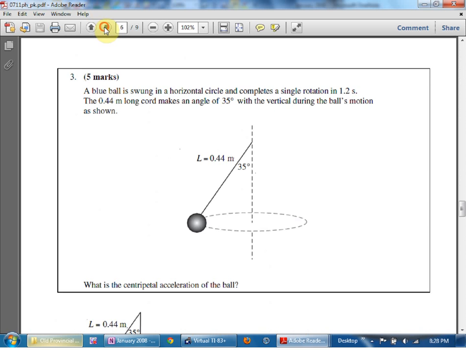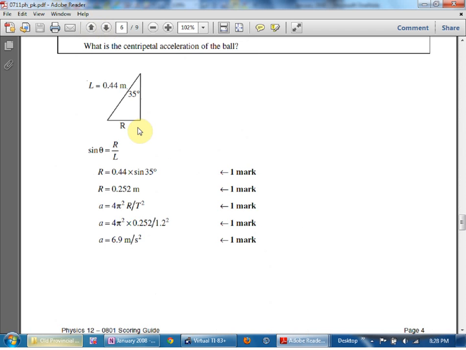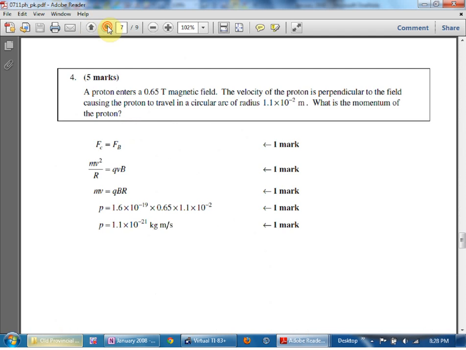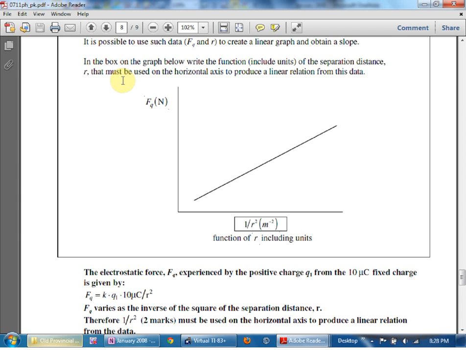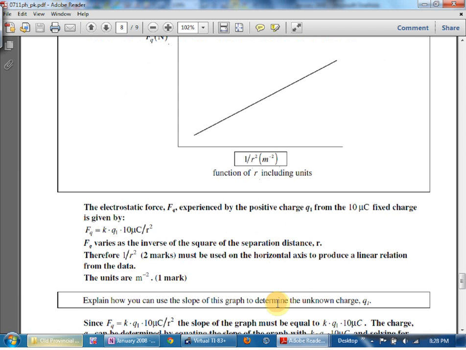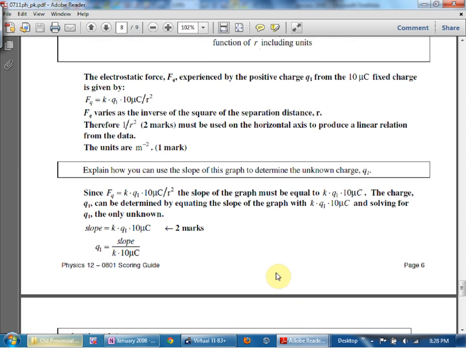Yeah, 1 over R squared. Pretty simple. Okay. Explain how you could use this to determine the unknown charge. The slope is rise over run. And then once you've done rise over run, get the unknown charge by itself. Oh, and we'll just do this here because we're running out of steam.